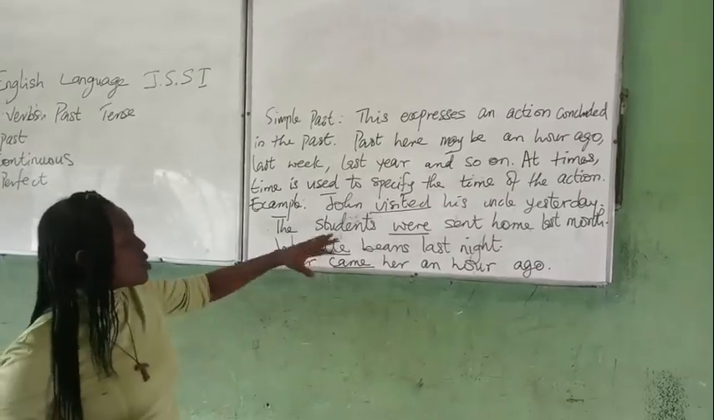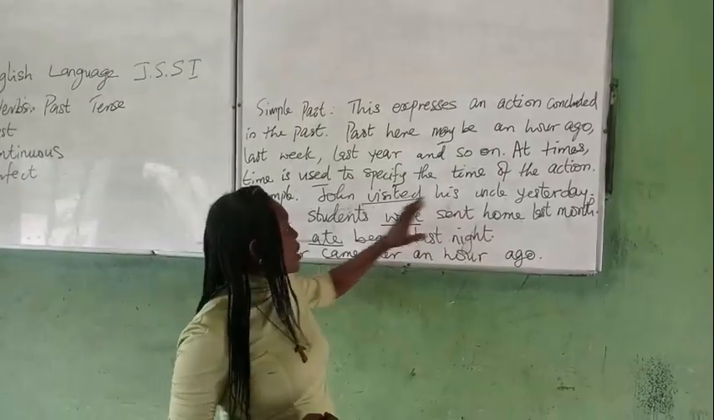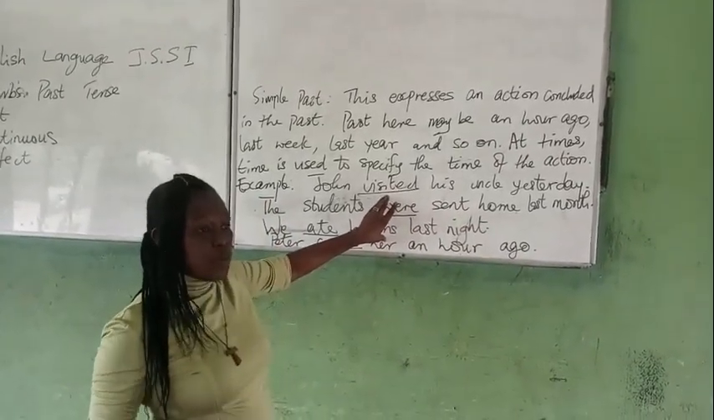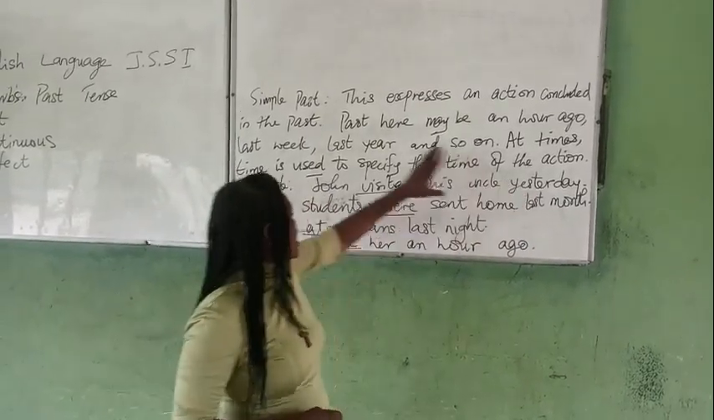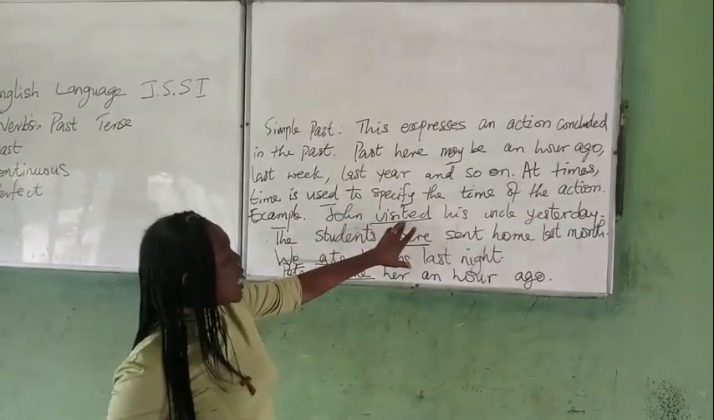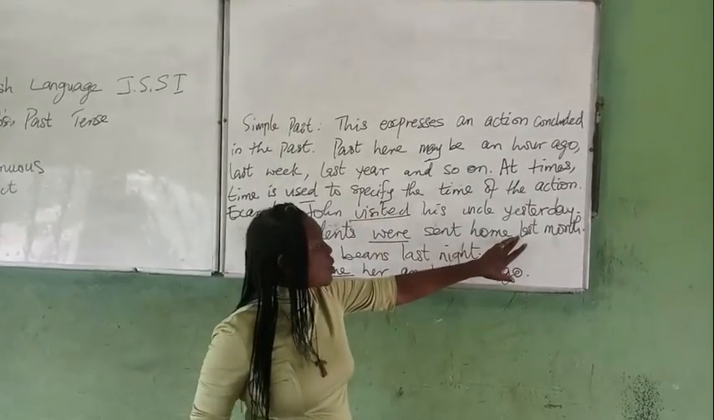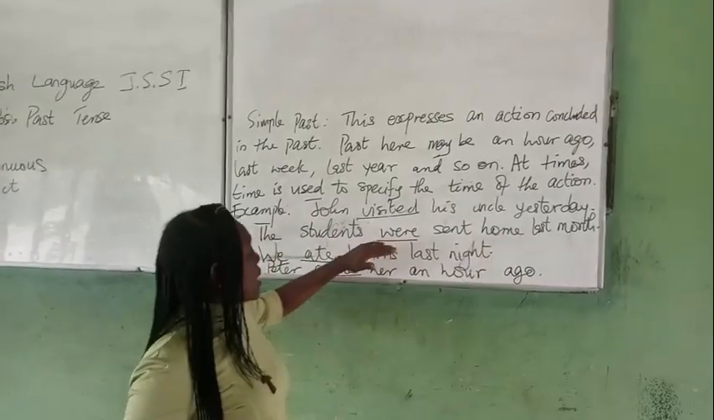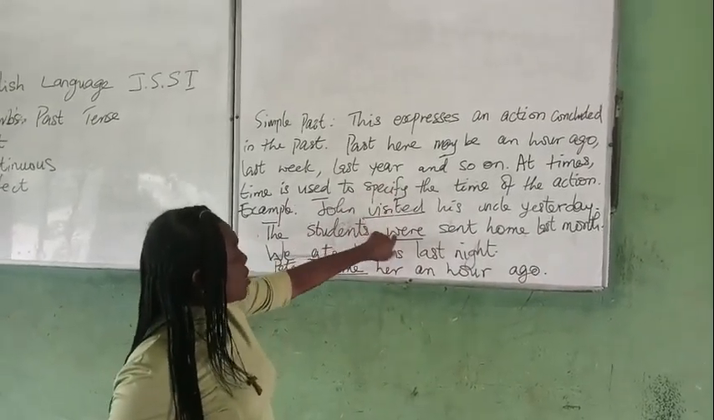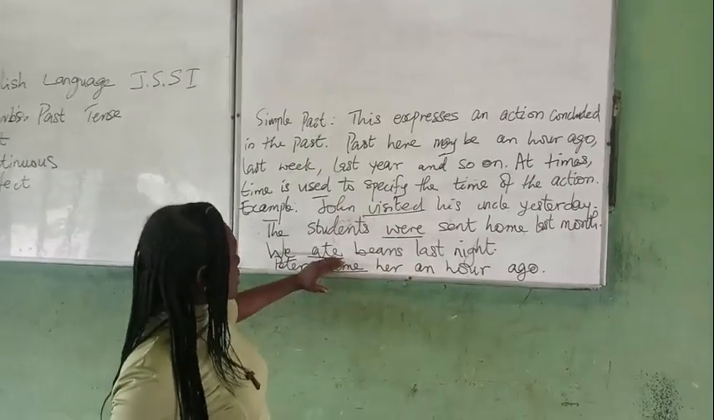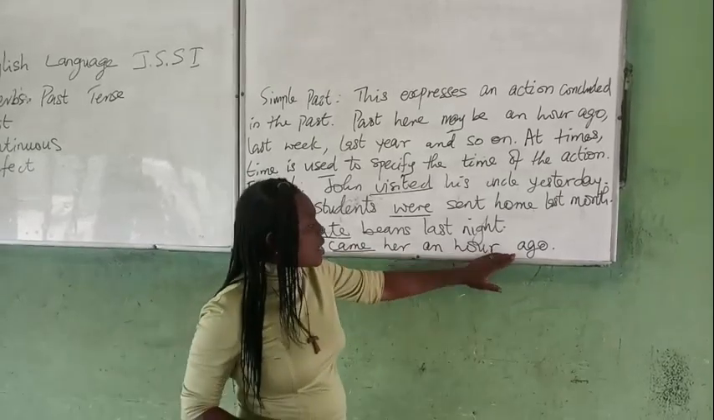Many a time we make use of time, that is, when the action happened, in order to express fully that the action took place in the past. For instance, I have yesterday here telling us the time John visited his uncle. Then the students were sent home last month. So the action of going was last month. So we have visited here as the simple past, then ate. We ate beans last night. Peter came here an hour ago.